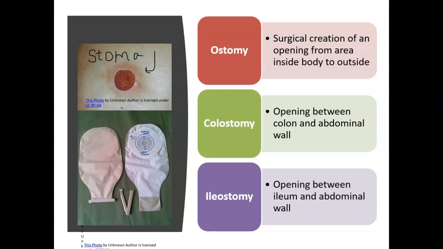A colostomy is the opening between the colon and the abdominal wall, and an ileostomy is the opening between the ileum and the abdominal wall. So it can be in different locations. If it's in the ileum, then it's going to be higher up on the stomach, and if it's a colostomy, it's going to be lower down the GI tract in the large intestine.